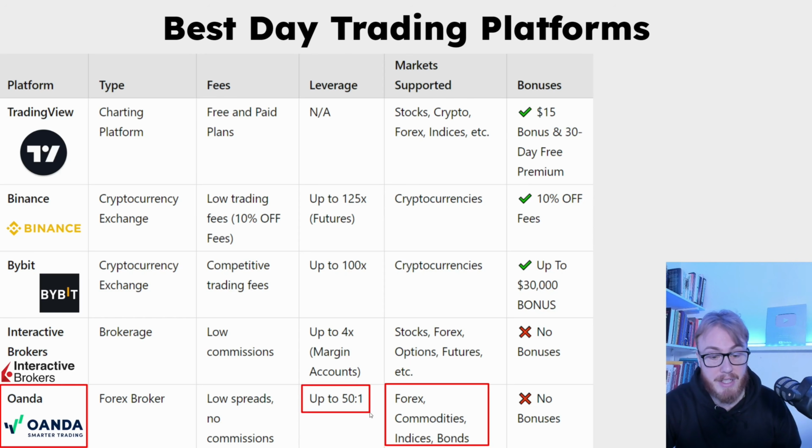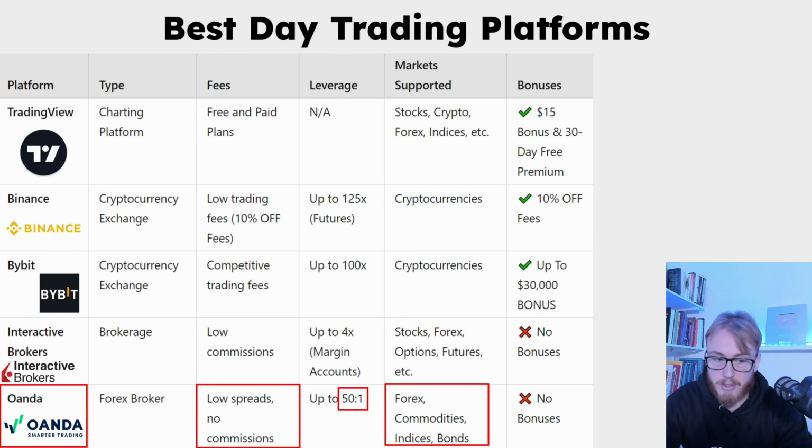When it comes to leverage on Oanda, we have up to 50x leverage. You can see 50 to 1 here is the same thing as 50x. It's just another way of typing it. It has some good fees here, and as you can see, it's a forex-focused broker.